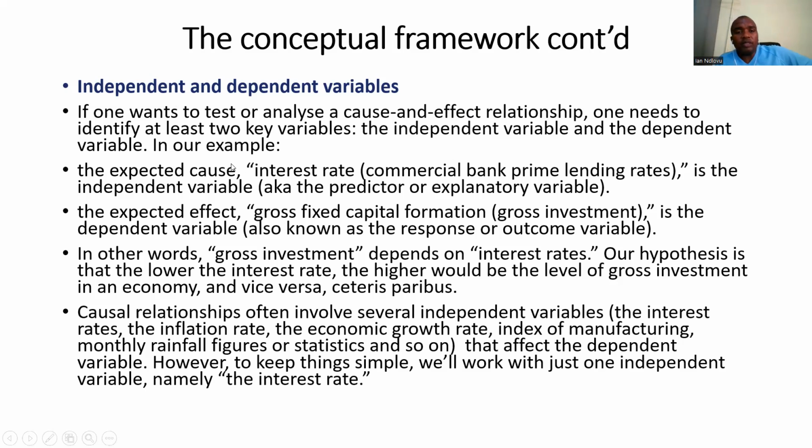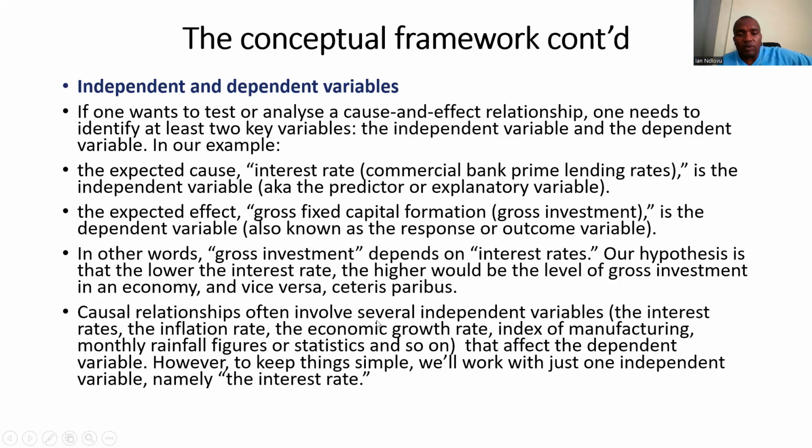The independent variable and the dependent variable. In our example, the expected cause, interest rate, commercial bank prime lending rates, is the independent variable, also known as the predictor or explanatory variable. The expected effect, which is gross fixed capital formation or gross investment, is the dependent variable, also known as the response or outcome variable. In other words, gross investment depends on interest rates. Our hypothesis is that the lower the interest rate, the higher will be the level of gross investment in an economy and vice versa, all other things being constant. That's what that ceteris paribus assumption or that Latin statement means. It means all other things being equal or all other things being constant.